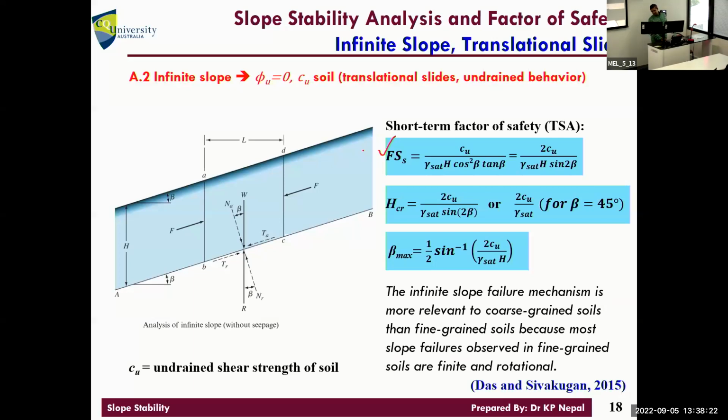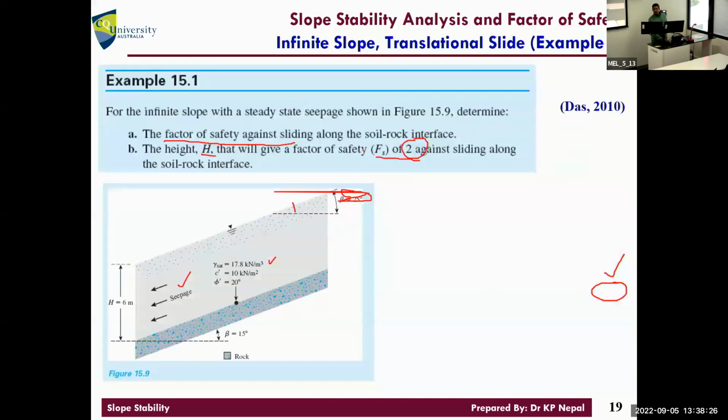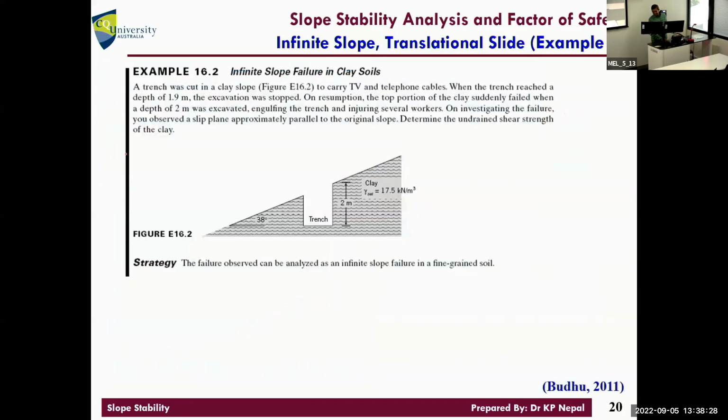Did you copy that formula or not? Okay, so now can we put that in? What's the slope? Beta is 38. Can you put that beta 38? And then what was the factor of safety? 1, because it failed, right? Critical. Then can you back calculate Cu now? Gamma saturated is also there, and the H is 2 meter. Can you please back calculate C?